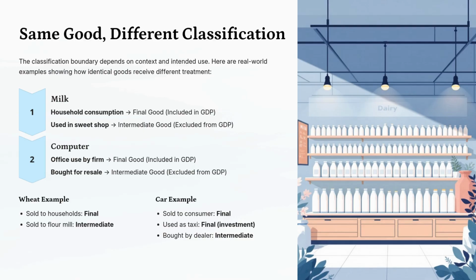This slide shows why context matters. Milk bought by a household is a final good, but the same milk used by a sweet shop becomes an intermediate good. Similarly, a computer used in an office is a final good, but one bought for resale is intermediate. So, classification depends on use, not the physical nature of the good.